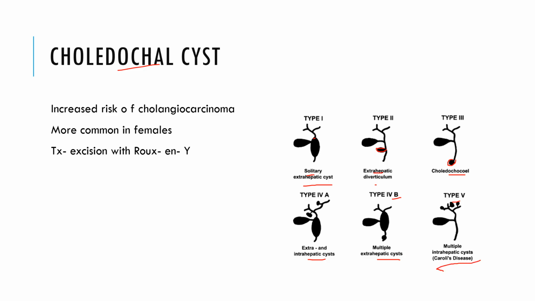So what is the importance? It increases the risk of cholangiocarcinoma, and it's more common in females. Once you identify this, if it is predisposing to a problem, you have to excise it and go on with the Roux-en-Y anastomosis. You anastomose with the jejunum, which is cut, and it is anastomosed to the stomach also.